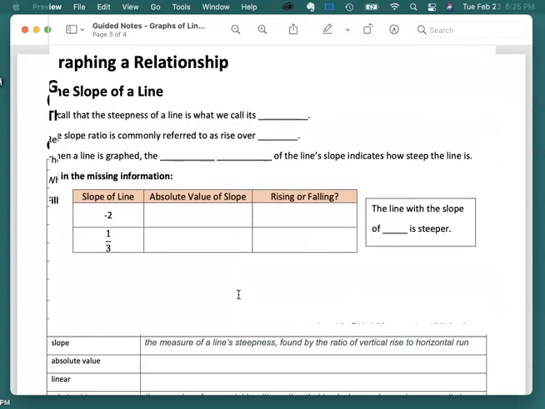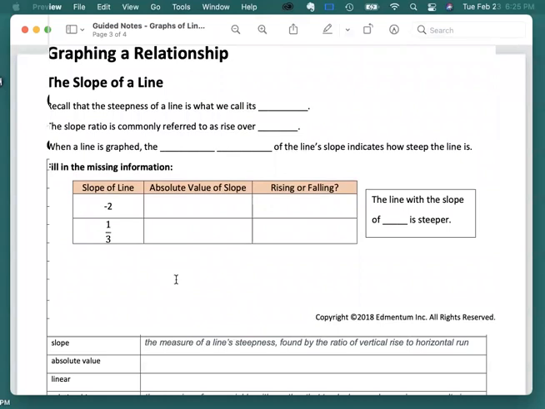Graphing, there are lines and there's a slope of a line. For the slope, you can tell if it's rising or falling based on whether it's positive or negative. Here, the slope is -2, so that means it's going down 2/1. So that slope is falling. The next slope is 1/3, which means you go up 1/3. So that is rising.